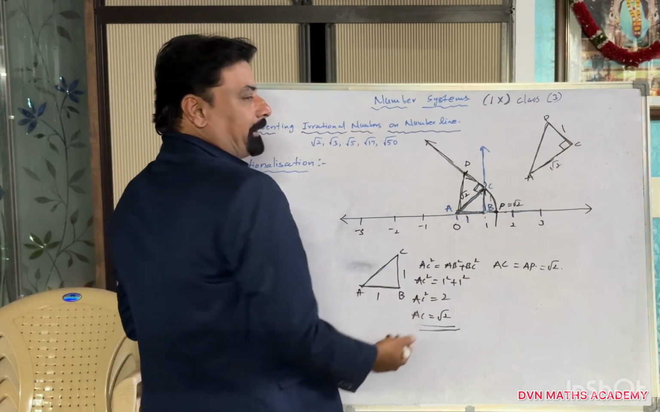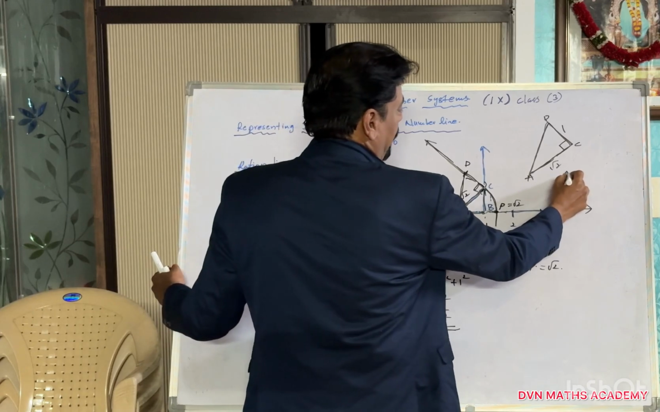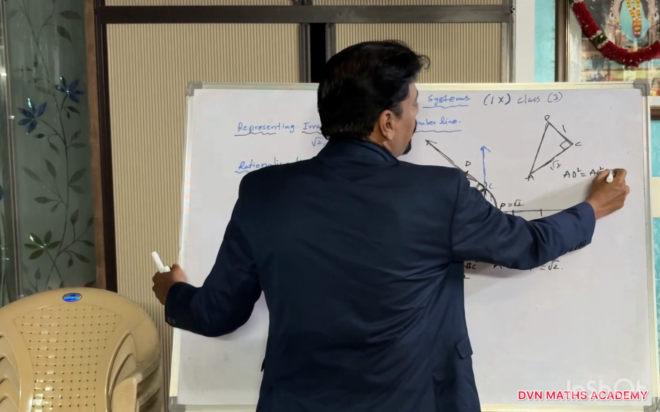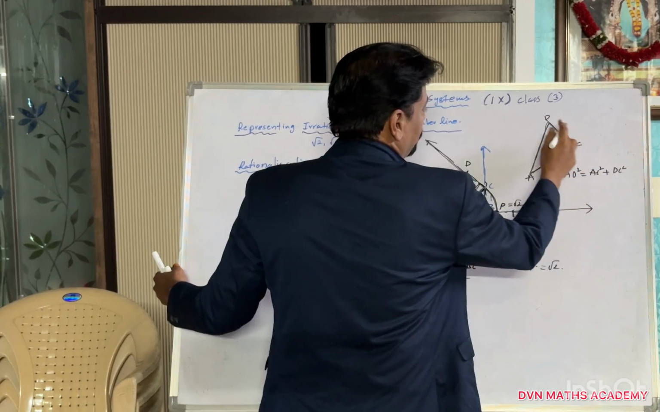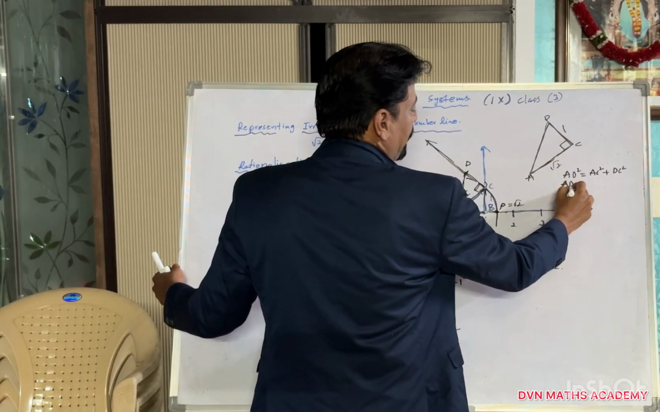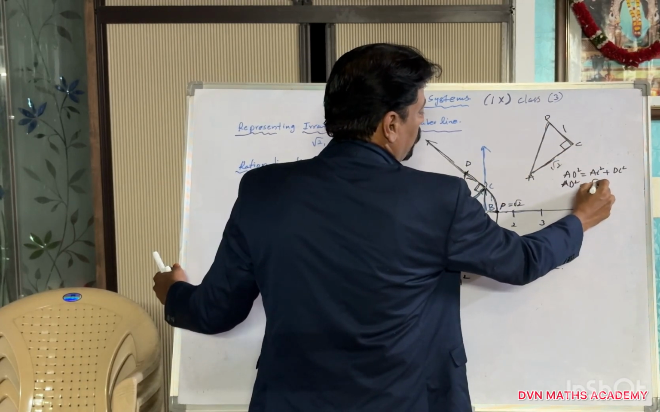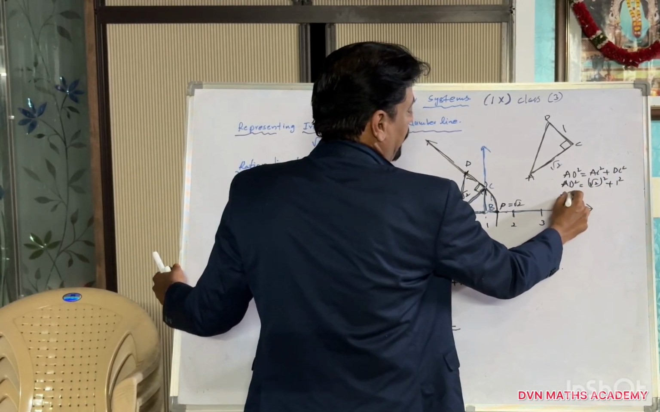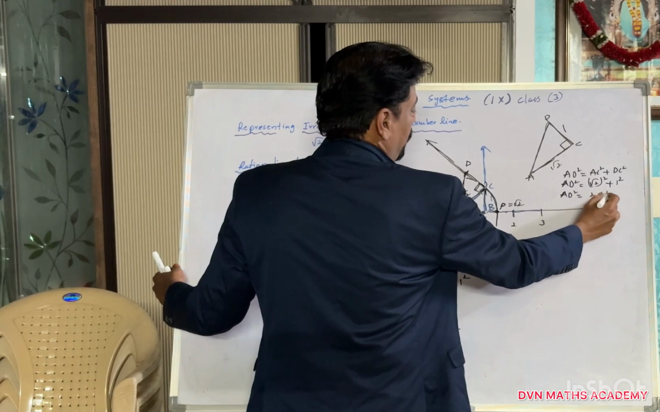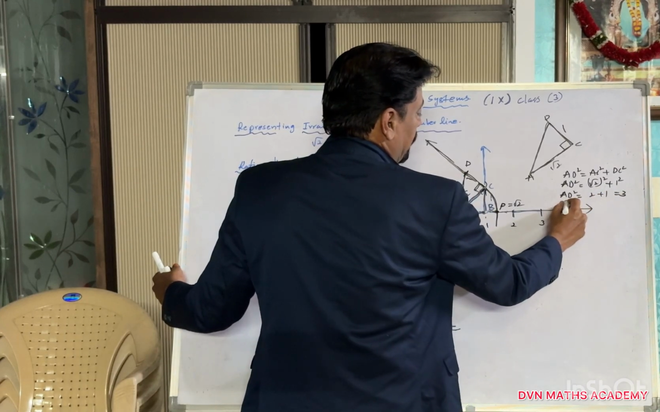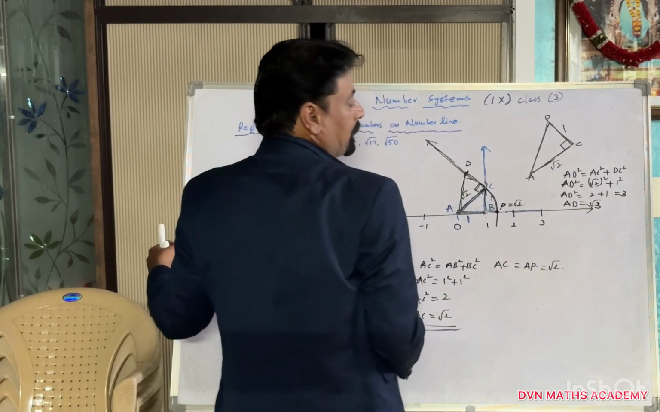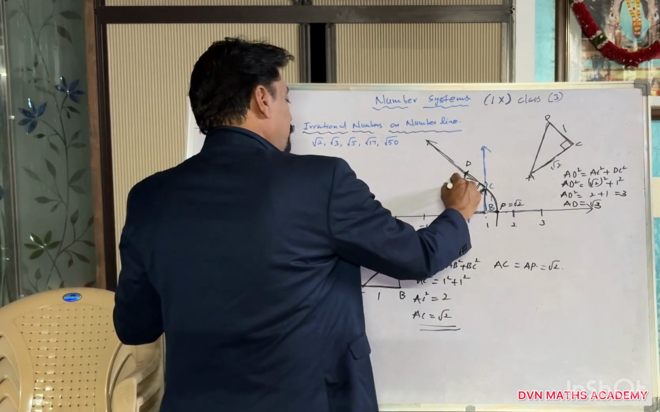So same by Pythagoras theorem you can write that AD square is equal to AC square plus DC square. Now AD square is equal to AC, I got root 2, that is root 2 square plus 1 square. So AD square is equal to root 2 square is 2 plus 1, that is equal to 3. Therefore AD is equal to root 3. Now I got root 3.